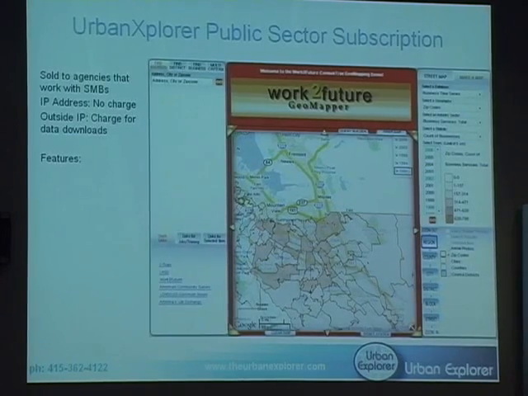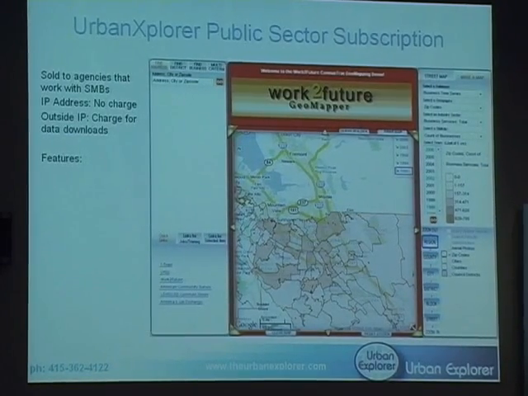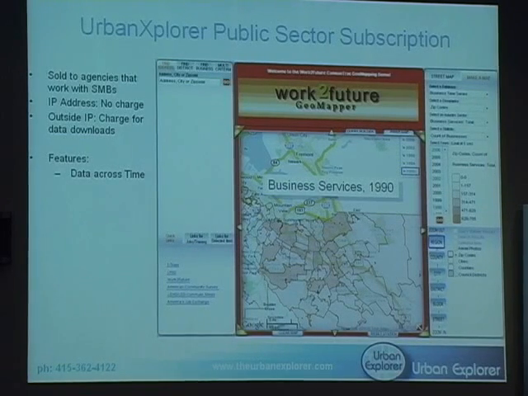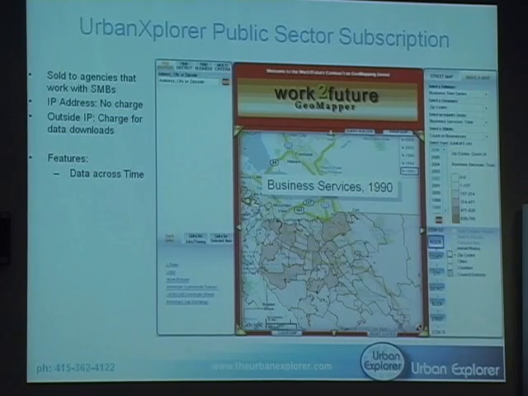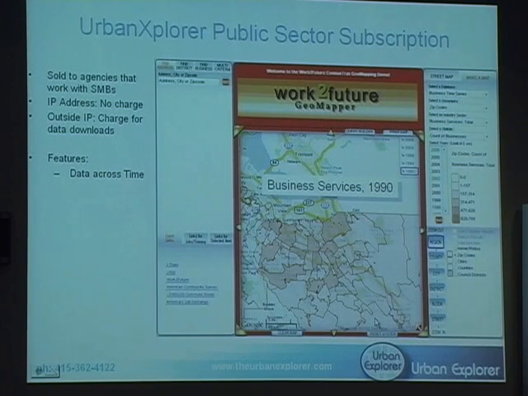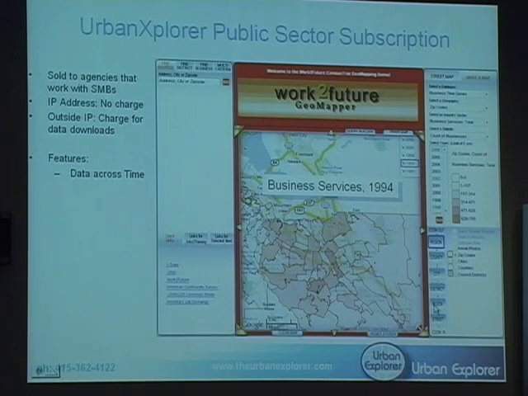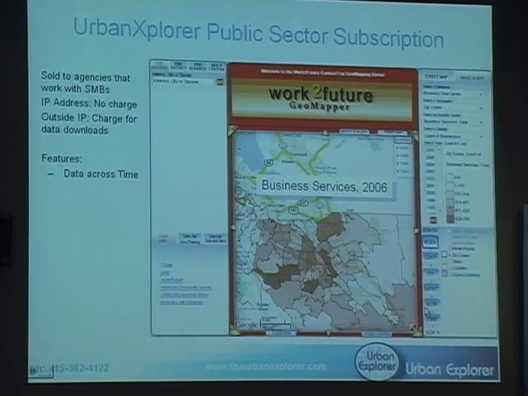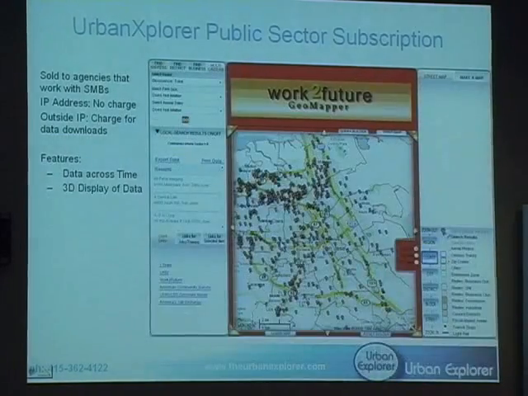So the types of features for a more advanced, robust system would be being able to look at data and industry movement across time. So for instance, this is Silicon Valley, Santa Clara County, looking at business services across time through 1990 through 2006. So 1990, 1994, 1998, 2002, 2006. So you get an idea of how the industries are changing and growing within a certain area. In addition, 3D display of data. So here is the bioscience sector.